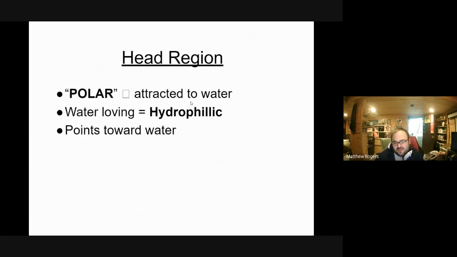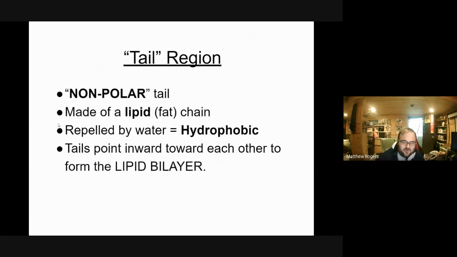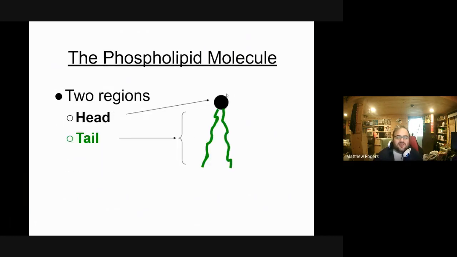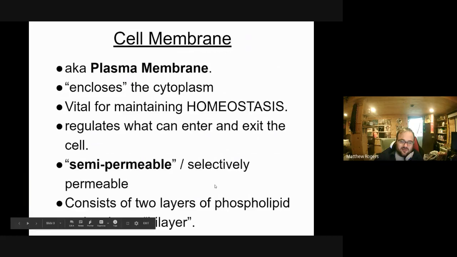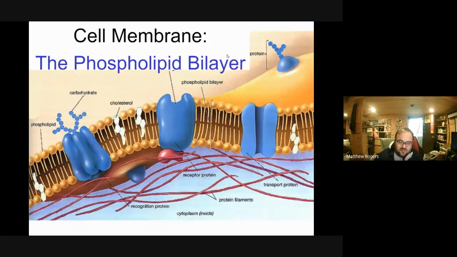This is a term we've seen before. This always points towards water. The head region always points to water, which is always going to be outside the cell or inside the cell. So this is always going to be pointing out of the cell or into the cell, depending on if it's this jellyfish pointing out or this jellyfish pointing in.